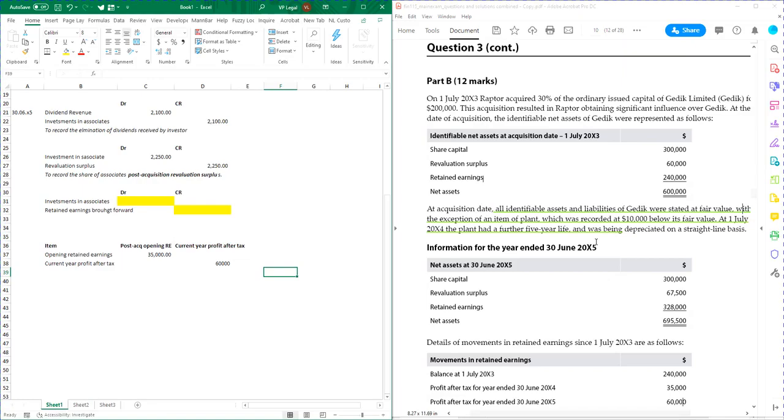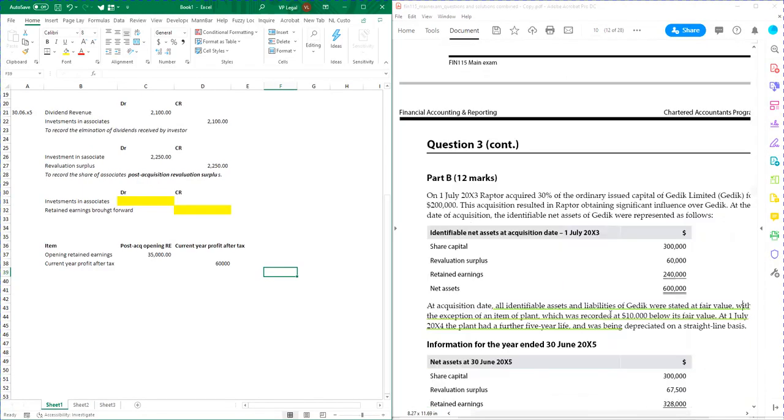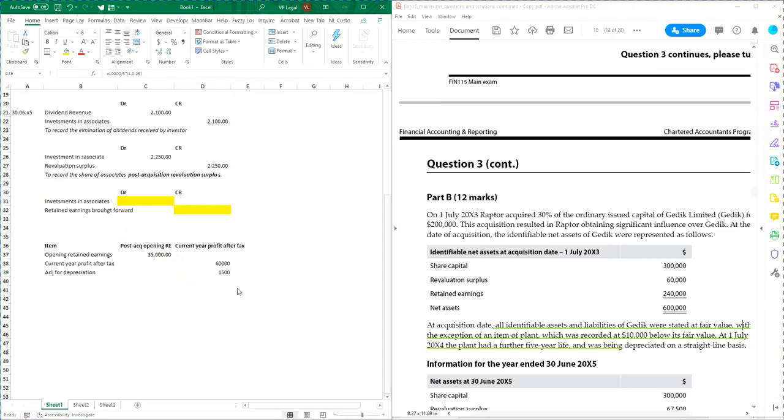Okay, so the tax rate in this question is 25%. So we need to adjust our net profit after tax by 10,000 divided by 5 times 1 minus 0.25, which is the tax rate. Okay, I've just corrected my formula there. Okay, so we've got an adjustment.